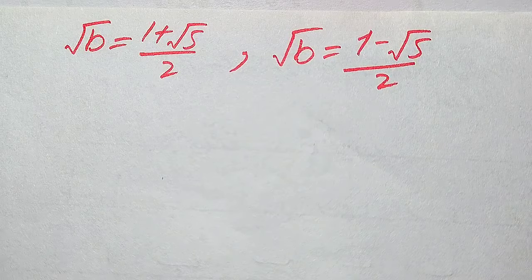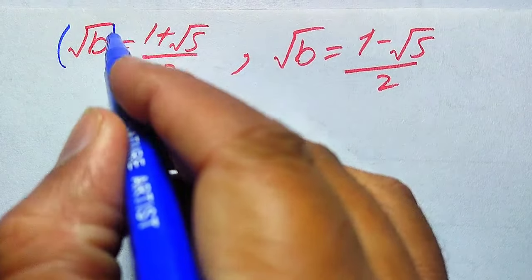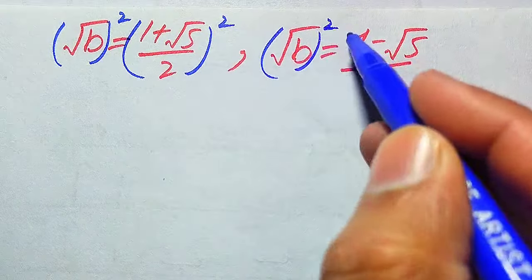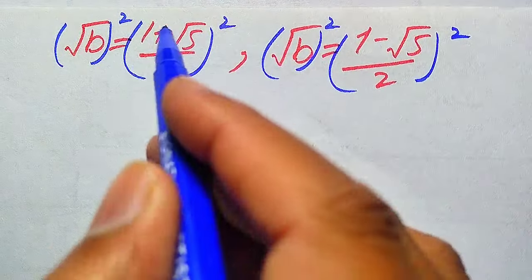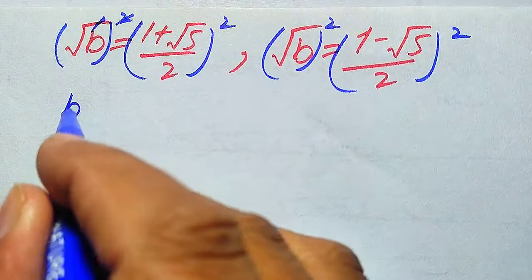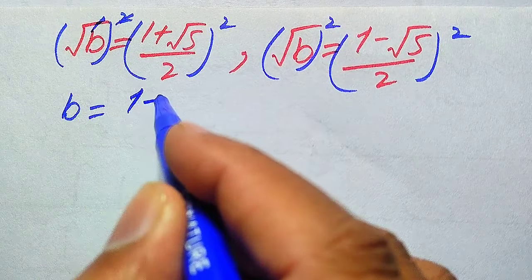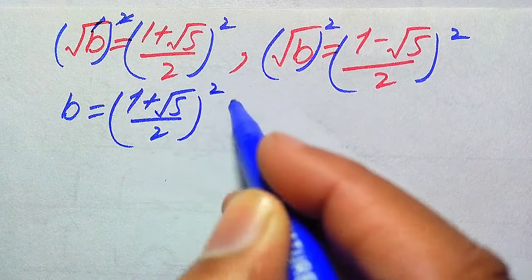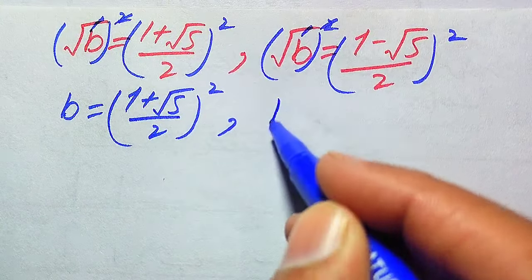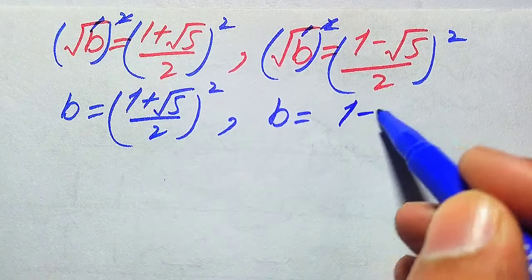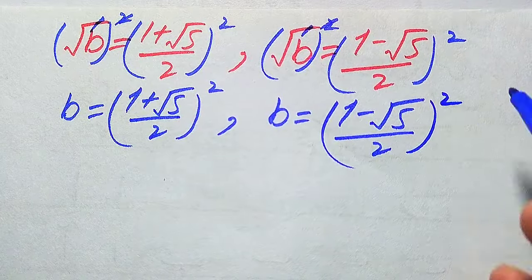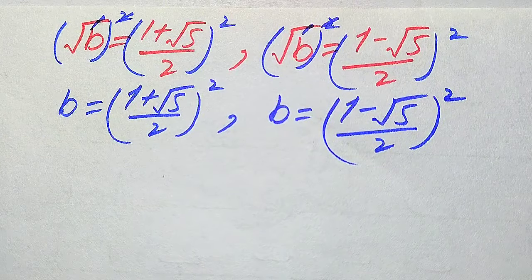So here we need to remove this square root sign, and for this we apply squaring on both sides in both of these two cases. So the 2 and square root are gone, and we get b equals 1 plus square root of 5 divided by 2 whole square. In this case the 2 and square root are gone, and we get b equals 1 minus square root of 5 divided by 2 and its whole square.